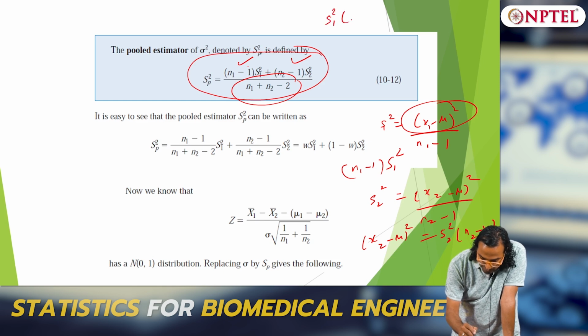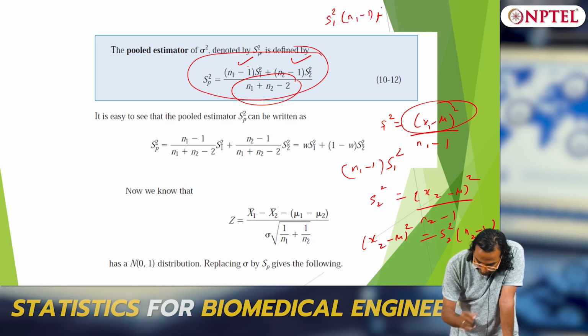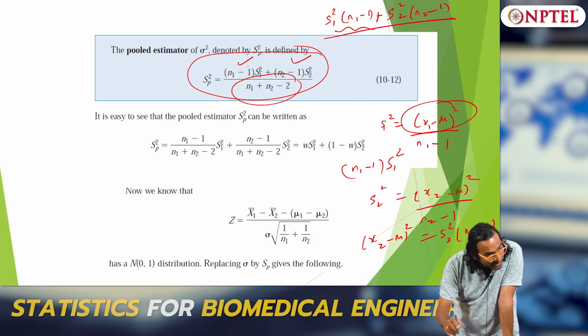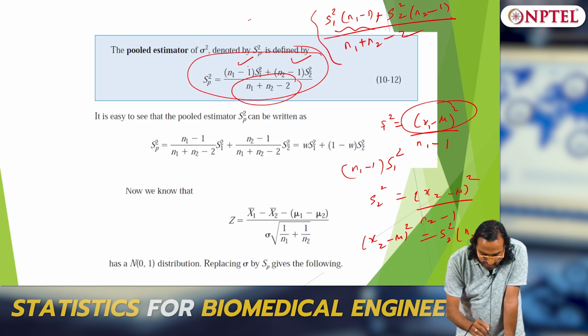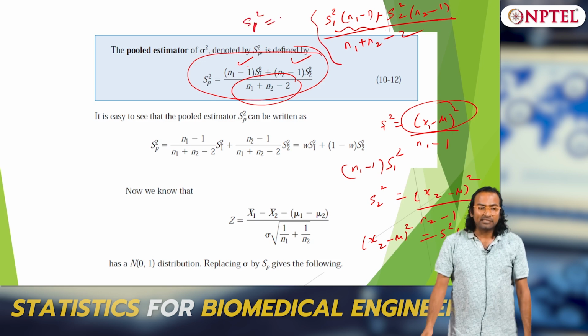So, that is why I have S1 squared into N1 minus 1, the variability, the total change in the first population with regard to the mean, plus the deviation in the second population with regard to the mean, divided by the total degrees of freedom. This is a pooled variance.